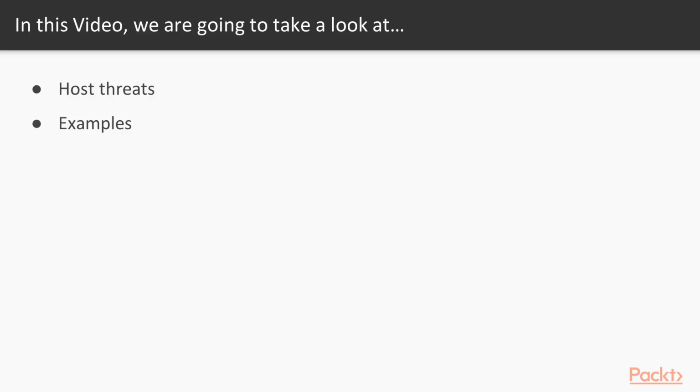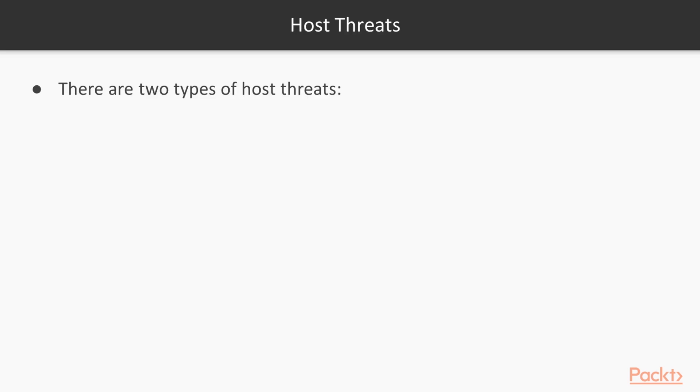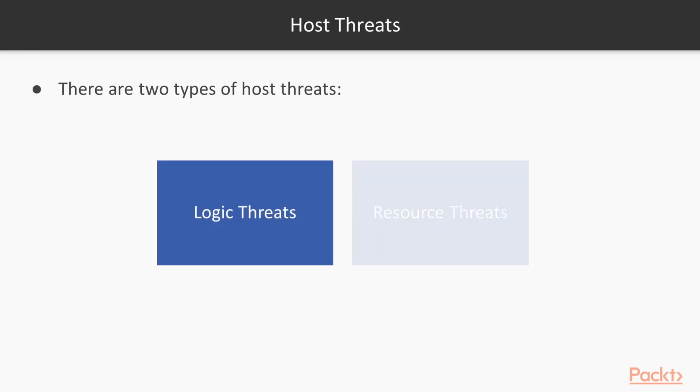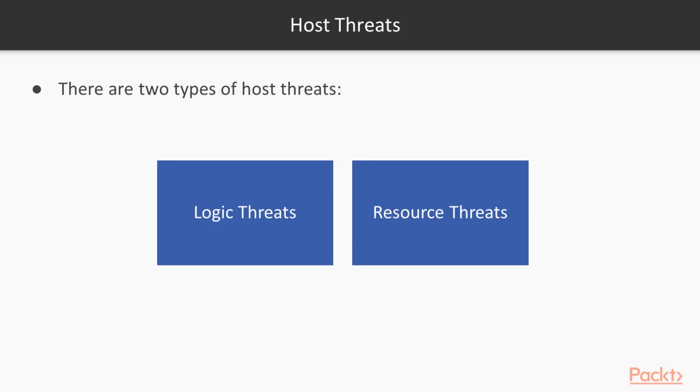Now in this video, we are going to take a look at a couple of points. We are going to learn about what the various host threats are and also show you examples of host threats. There are two types of host threats available. First is logic threats, second is resource threats. You need to learn the difference between these two, so let me take it one by one. First of all, logic threats.